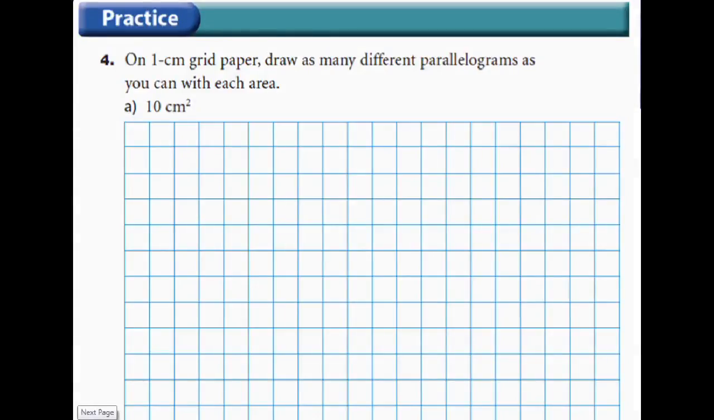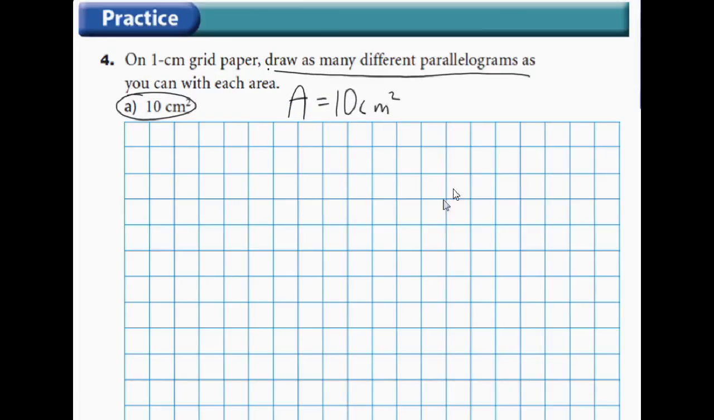Okay, so this is question number 4. And question number 4 is asking us, also on grid paper, which can be your notebook, draw as many different parallelograms as you can with each area. So we'll just do A for this example here. So we're looking for an area that equals 10 centimeters squared.